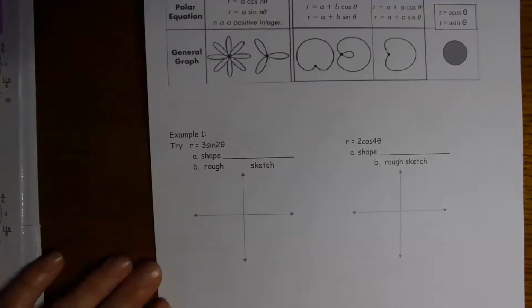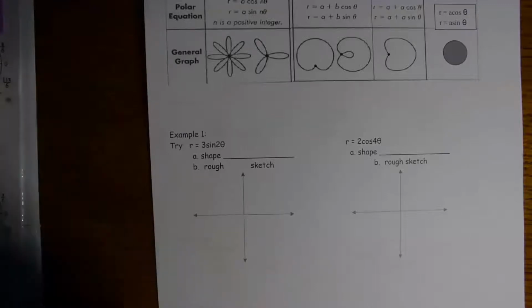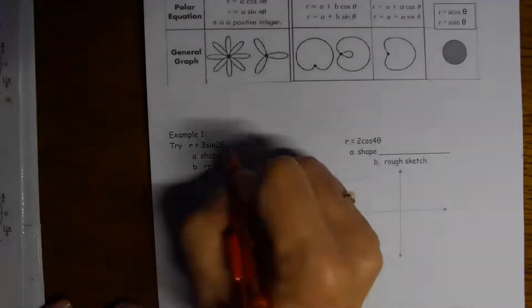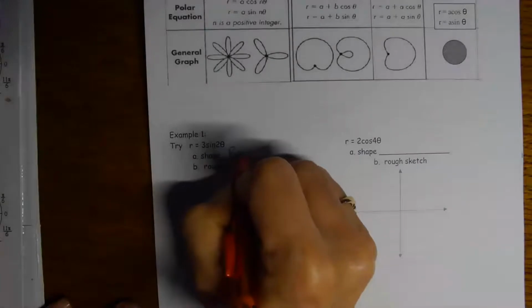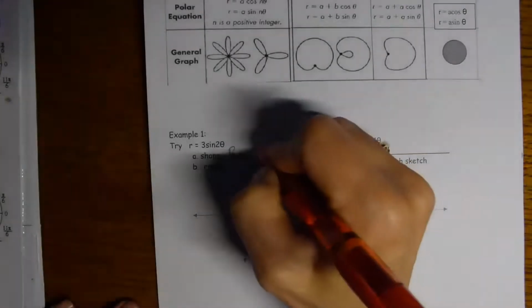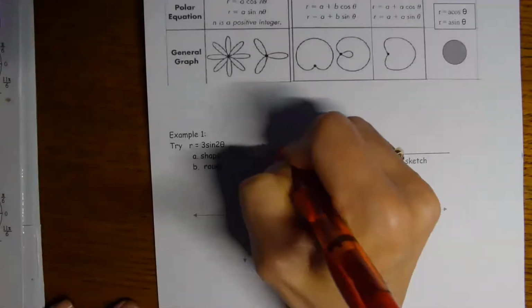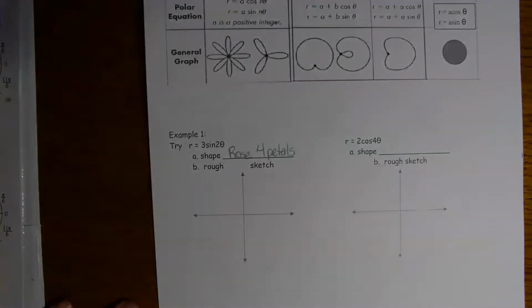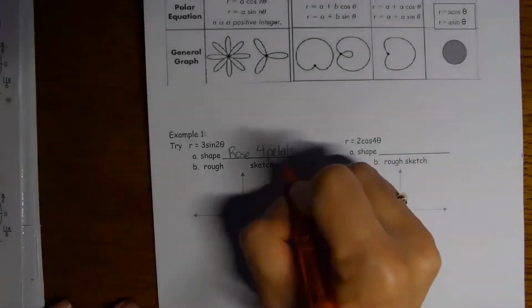What is this creature? You can cheat. You can look at the notes that we did. That's okay. It's okay to cheat. If it doesn't have a plus or minus, you know it's a circle or a rose, right? It has a number here. So this is a rose. How many petals? 4 petals. On axis or not on axis? Not on axis.